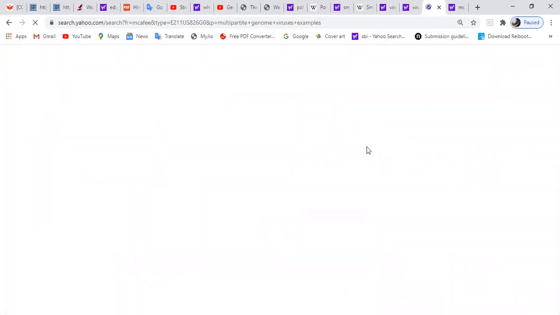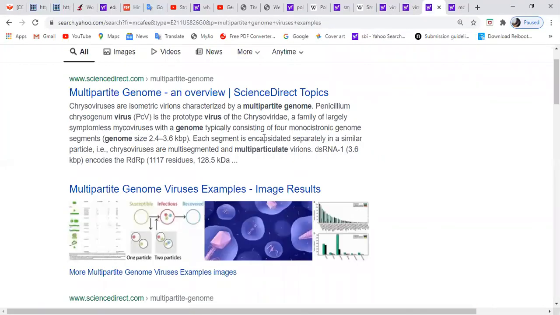Right, so second is multipartite viruses. I told you the example. What is the difference, first of all? Multipartite viruses are those viruses which actually have a segmented genome, but each segment is packaged into a separate viral particle. Then they are called multipartite genome or polypartite genome.